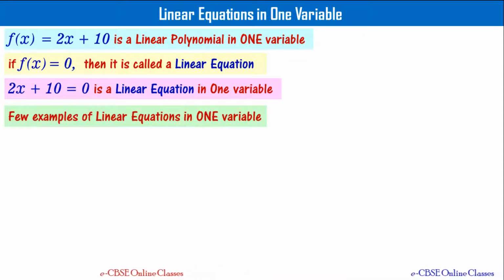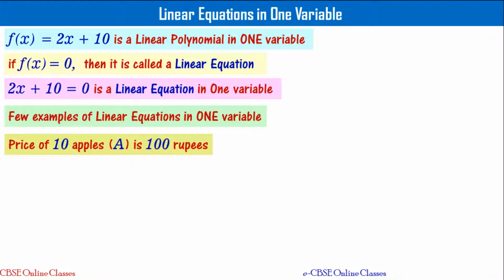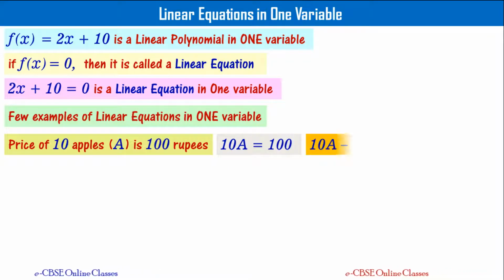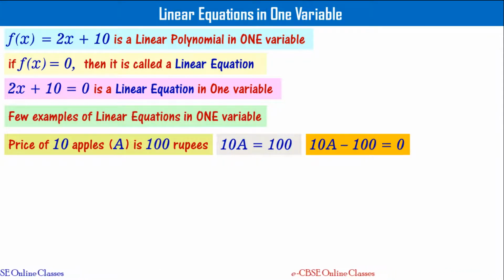Let's take a look at a few examples of linear equations in one variable. Price of 10 apples is 100 rupees. This text problem can be written in mathematical way as 10a equal to 100. This can be rearranged and written as 10a minus 100 equal to 0. Here, in this equation, a is the variable and its power is 1. That's why this equation 10a minus 100 equal to 0 becomes a linear equation in one variable.